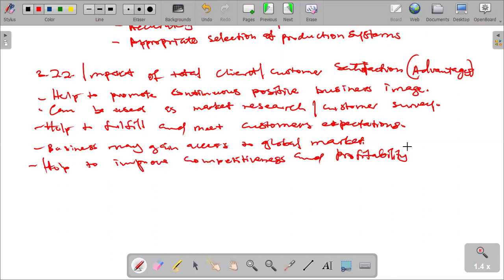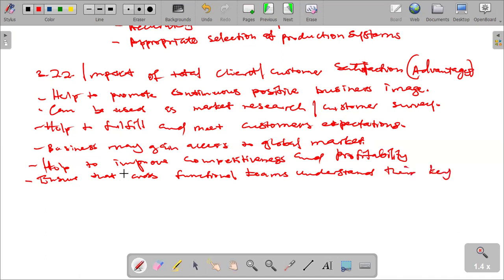In terms of total client or customer satisfaction, it can also help businesses ensure that cross-functional teams understand their core competencies, their key competencies.